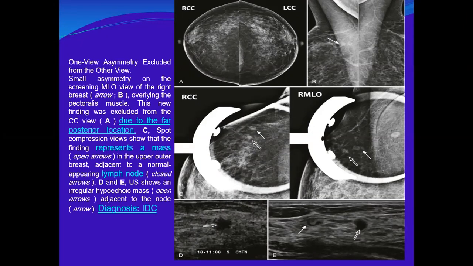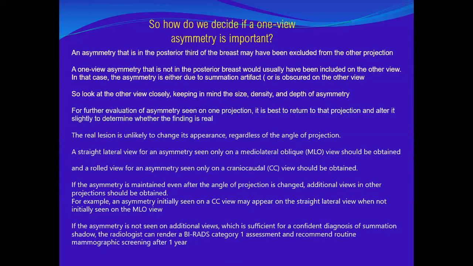Okay, so in this case, it was expected not to be included in the image because of its far posterior location. You see, that is why it was expected to be non-visualized in the CC view. So how do we decide if a one-view asymmetry is important?